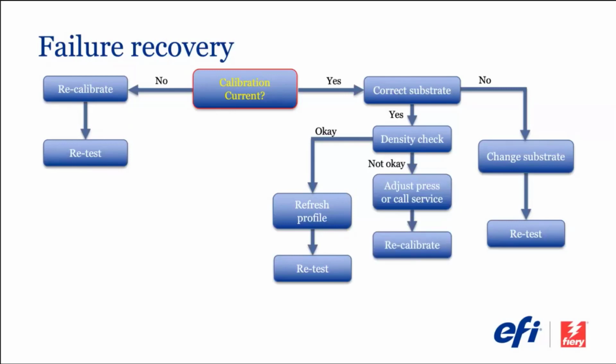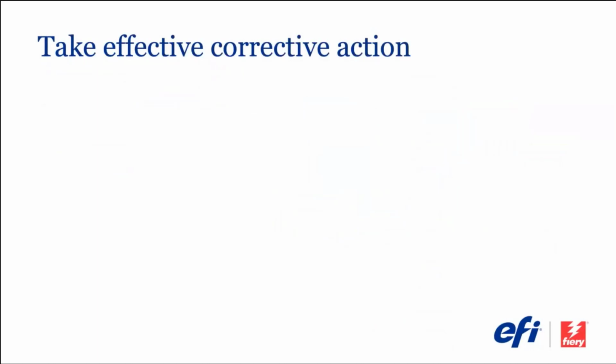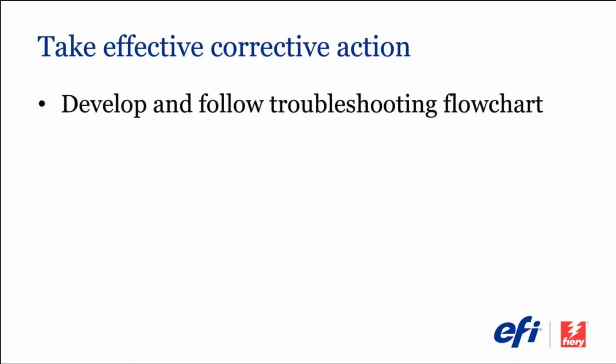And especially if they've replaced parts, you're likely going to have to recalibrate and maybe even reprofile. Now here, recalibrate might mean rebuild a new calibration file and build a new ICC media profile, and then again, retest. But you have to take corrective action. You have to develop and follow some kind of a troubleshooting flowchart so that it's the same process every time. Okay? Well, every time I get an inaccurate color, I do this, but Mary does that, and George does this. You've got to have consistency.